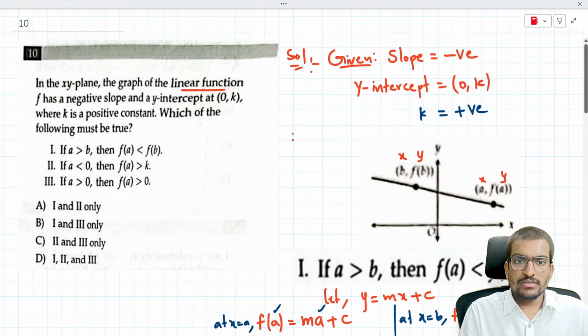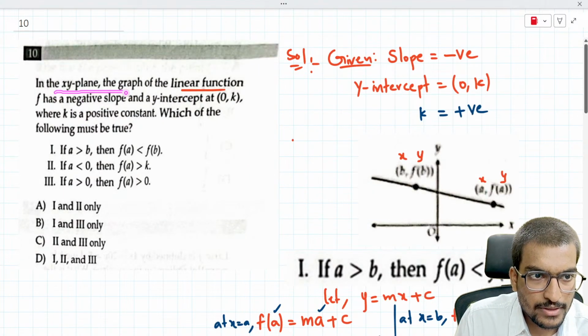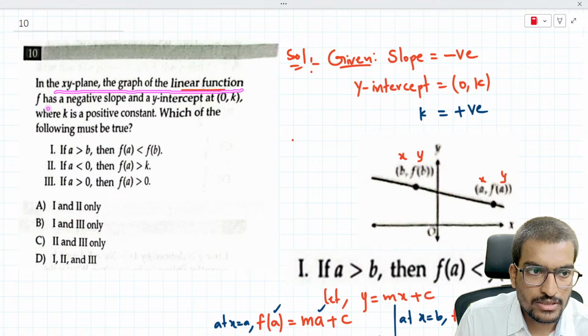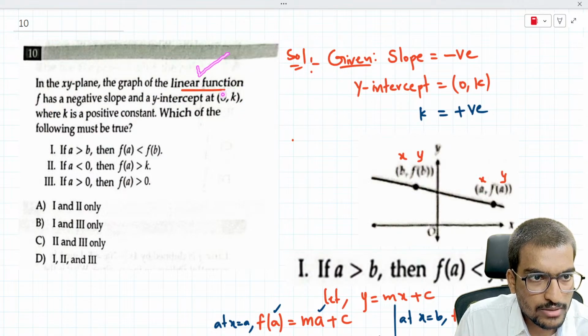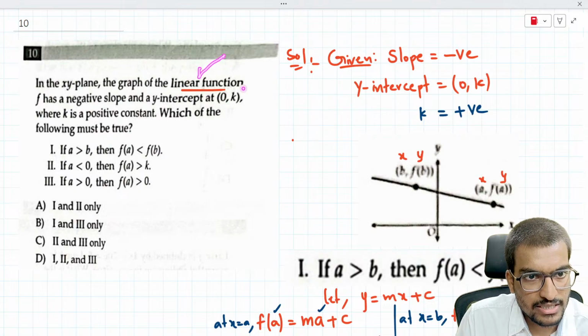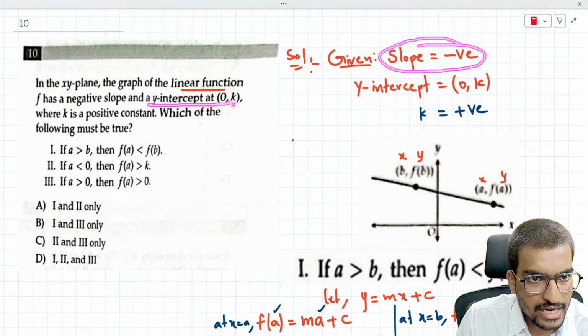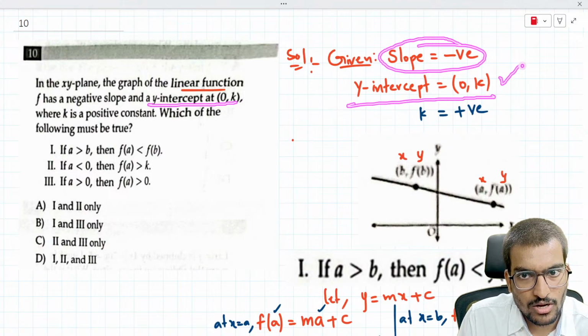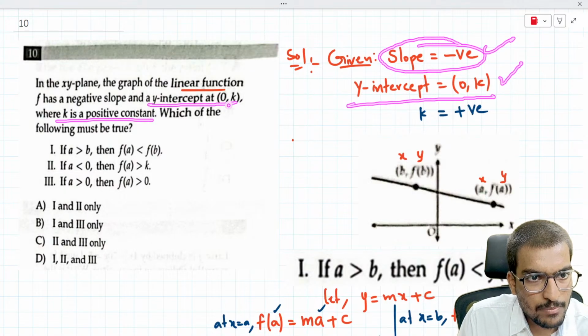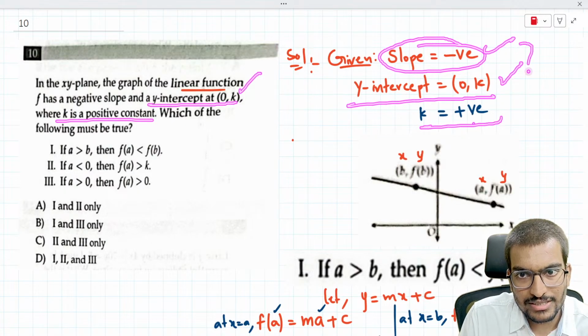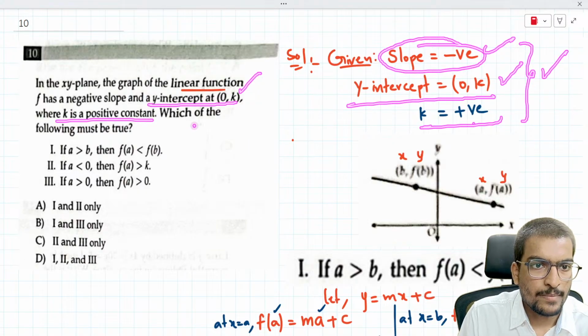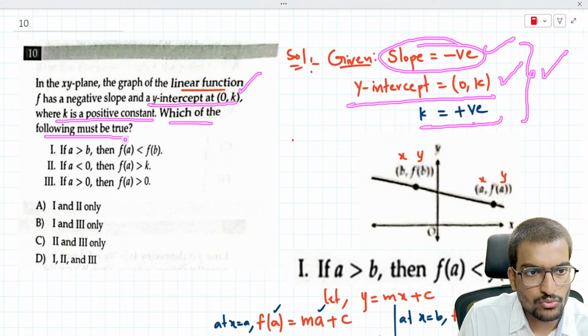Question number 10. Listen, this is a bit complicated. In the xy plane, the graph of the linear function f has a negative slope. In the xy plane, there is a linear function. In that linear function, the slope is negative and the y-intercept is 0 comma k, where k is a positive constant. These are the three pieces of information given to us. Which of the following must be true?